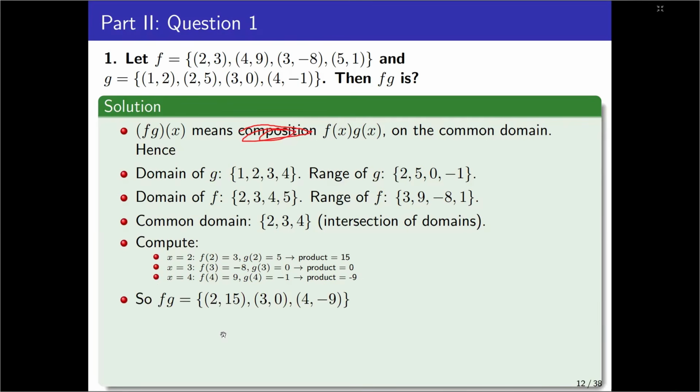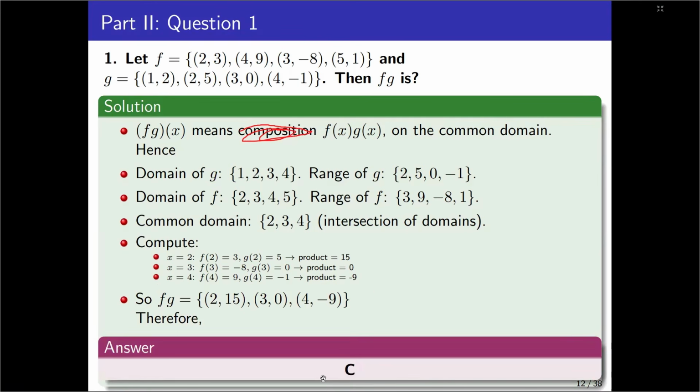Therefore, the product f times g could be the set containing the element (2, 15), the image of 2, which is the product of the images of 2 under f and under g, which is 15. For 3, it is 0, and for 4, it is minus 9. The answer is C. Sorry, we didn't write the alternatives here. Anyways, the answer is C.